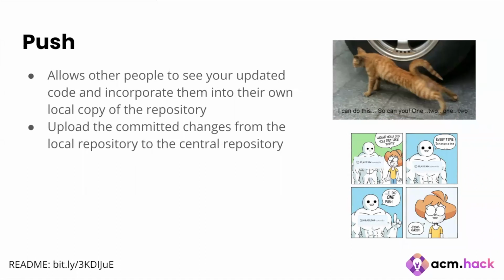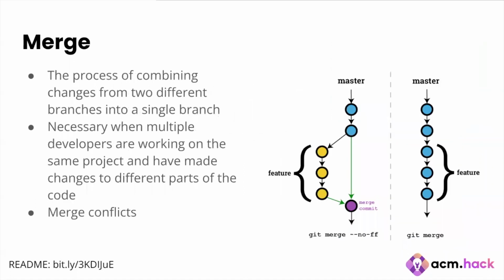After you push your code from the branch you have created, you must merge the branches. Merging, as the name suggests, is the process of combining changes from two different branches into a single branch. This is necessary when multiple developers are working on the same project and have made changes to different parts of the code. Git provides tools for automatically merging changes, but conflicts can arise when two developers have made conflicting changes to the same file. In these cases, Git provides tools for resolving conflicts and manually merging changes.